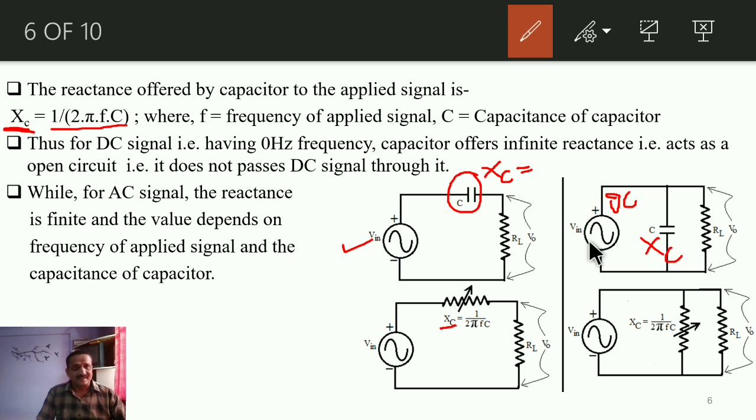Is it? Similarly, if the input signal frequency is very high, 100 kilohertz, now the XC offered by this capacitor will be almost equal to 0. Not exactly, but we can consider it as 0. 0 means this capacitor will now act as a short circuit for a 100 kilohertz input signal, and that's why output will be 0. Clear? The same thing I tried to show over here.